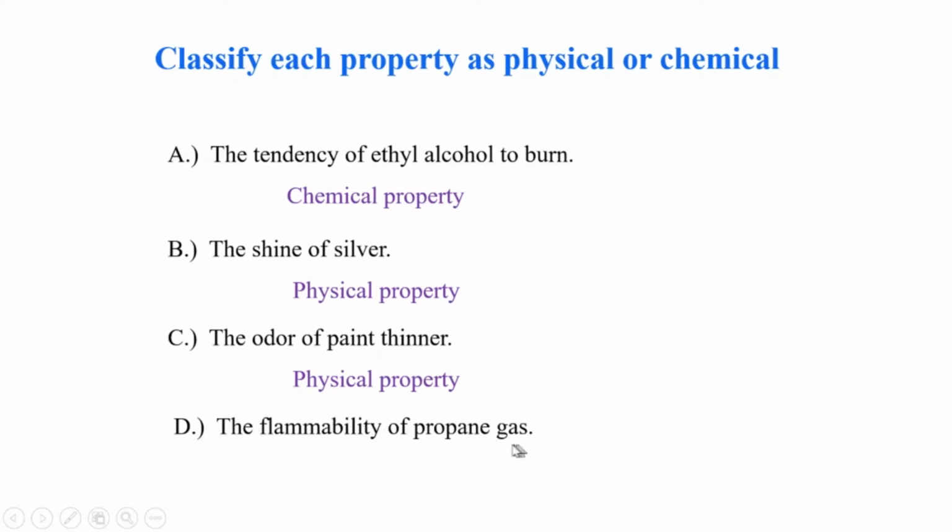The flammability of propane gas. What does it mean? It means the ability to burn. And again, burning, that means actually chemical reaction. That's an oxidation reaction. So therefore, that's a chemical property.